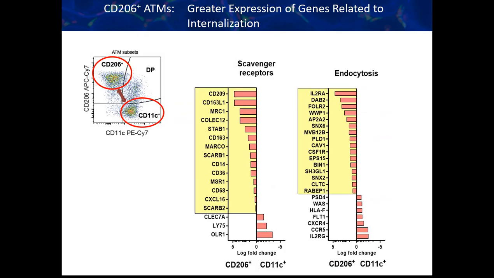Okay, so looking more at the actual genes that are related to cell internalization, and this isn't a surprise because these cells are known to be experts at internalizing and antigen presentation. So this wasn't a surprise, but how much they diverged from the 11C positive was a bit unexpected. Looking at just scavenger receptors, these receptors are involved in internalization, in sensing patterns in the environment, and taking in substances that could potentially be pathogenic. We can see the majority of them are expressed much more in the 206 positive compared to the 11C. And a similar finding for endocytosis genes. They seem to be expressed much more in the 206 positive compared to the 11C.